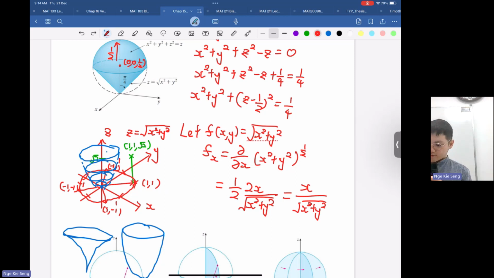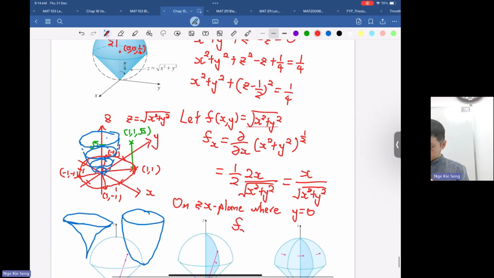So we have this is in the x direction, right? So all of these are in the x direction. Okay, so we can fix on the zx plane. For example, on the zx plane, where y equals 0, what do we get? This differentiation here becomes x over the square root of x squared, which is 1. So the gradient is 1.